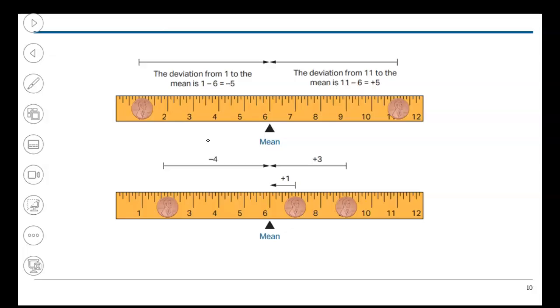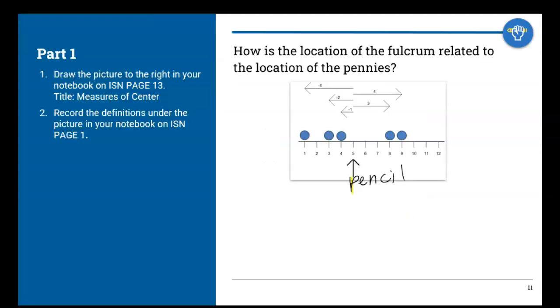Okay, here's another example. If I put the pencil at 6 and I put a penny at 1 and 11, what is 1 minus 6? -5. 11 minus 6. 5. So is it even? Yeah. Alright, go to page 13 on your notebook.